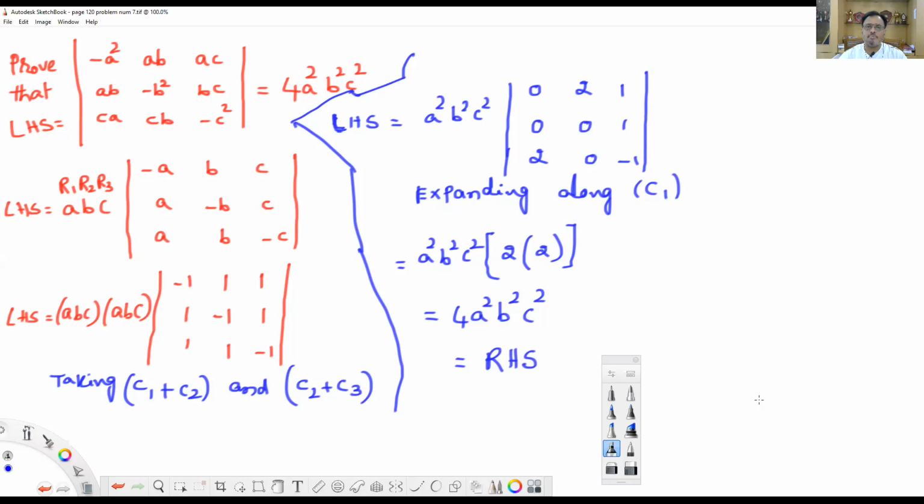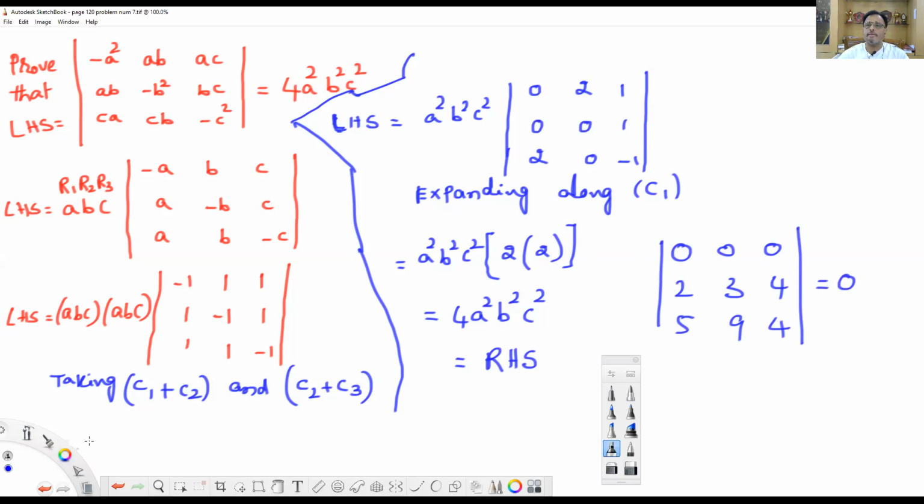And next property is, if every element of a row or column is completely zeros, then the value of the determinant is 0. That is, here if you take any determinant, and any one row has all elements zeros, then the value of the determinant is 0, that we are aware.